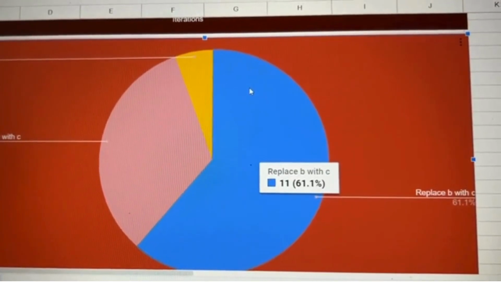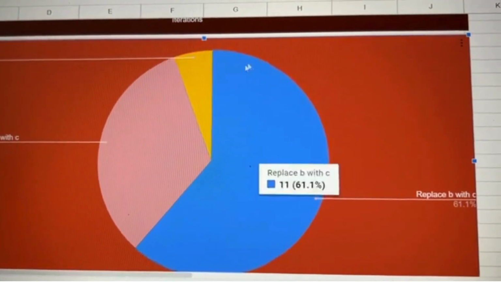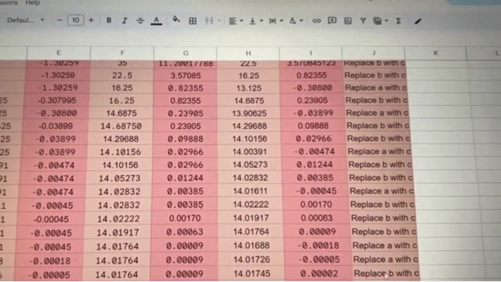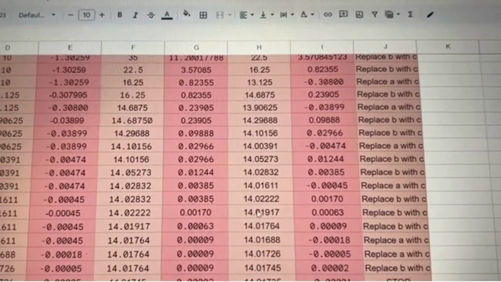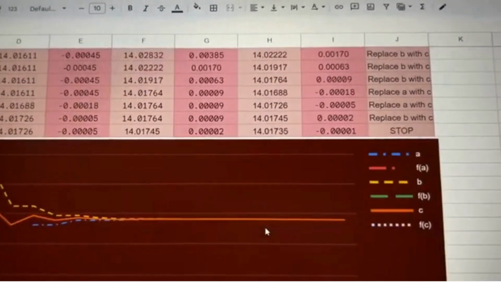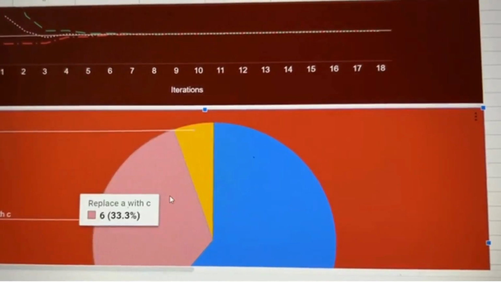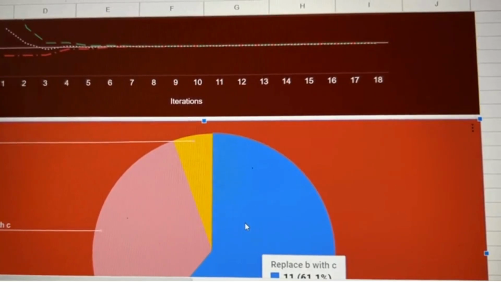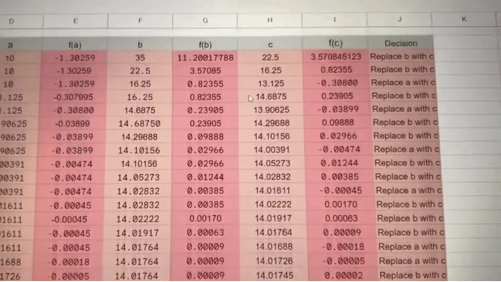So let's see if the pie chart is right. Let's look for the yellow one, the stop. As you can see here, there is only one stop, which means the pie chart is right. To make sure, let's look at the other 2 as well. Replace A with C is shown in the pie chart as 6. Let's count. And as for replace B with C, there are 11. So let's count if it is right.